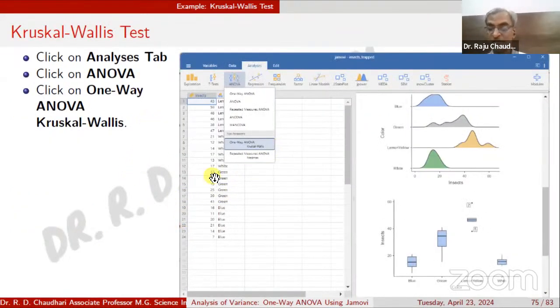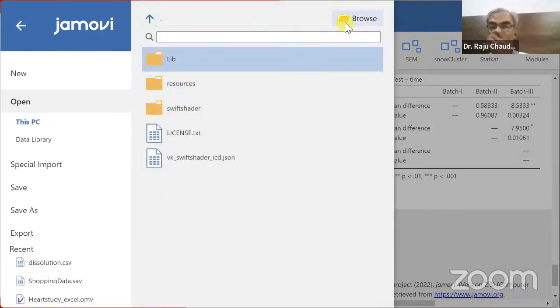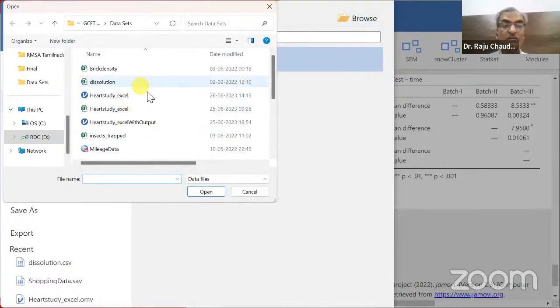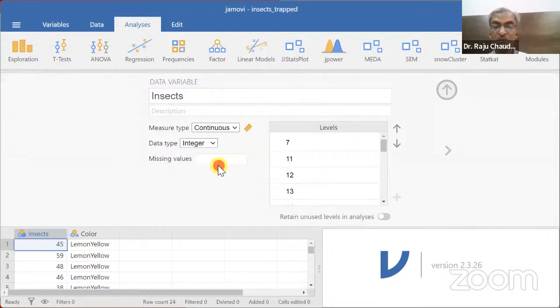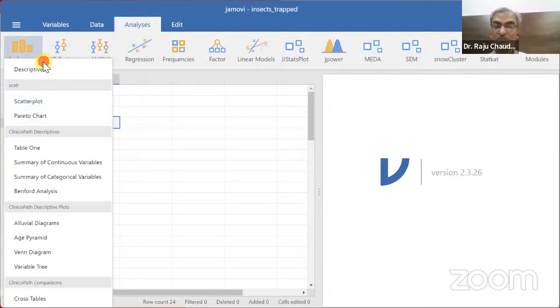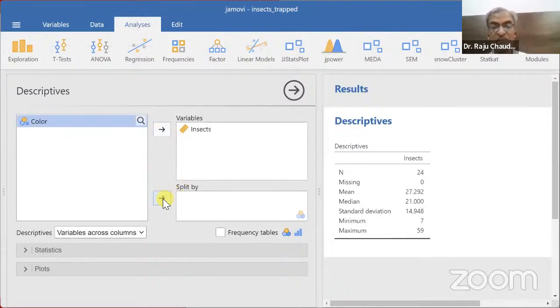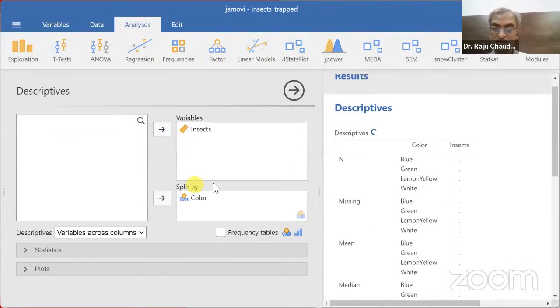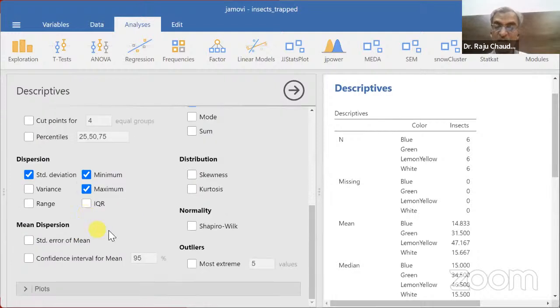Now, let me show you that. Just open the data file, browse, and select the insect trapped file. This is the data file. Just change this to continuous; the remaining part is as it is. You can go for the descriptive summary, which I have already explained. Select insect as the continuous variable and color as the splitting variable, and then you can go for the statistics. Depending upon our requirement, we can use different statistics.